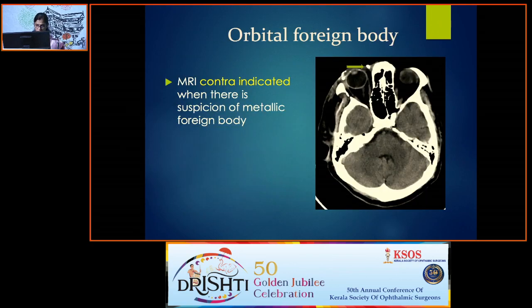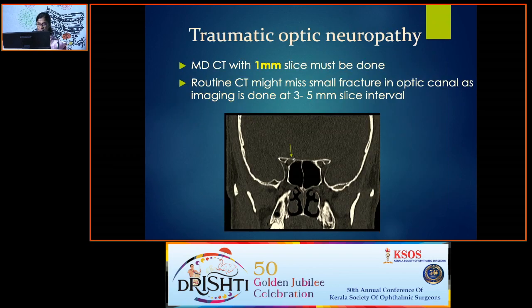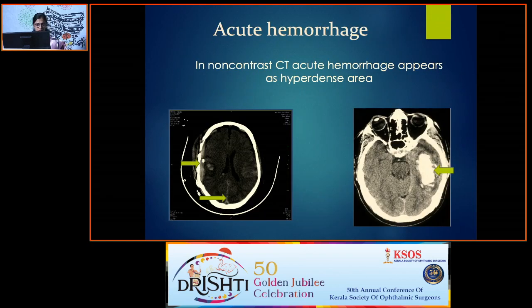Here you can see a foreign body in the orbit. And in traumatic optic neuropathy, the CT scan with 1 mm slice is indicated. If we do regular CT, which is done at 3 to 5 mm slice interval, we might miss small fracture at the optic canal. In acute hemorrhage, again CT is very useful. It is very quick. The acute hemorrhage appears very bright in CT scan.